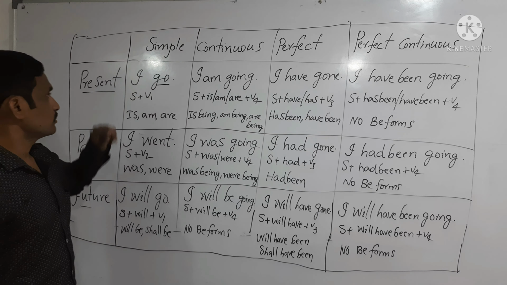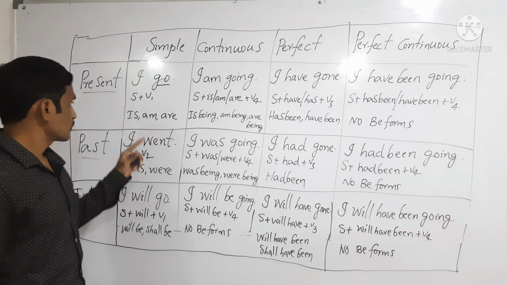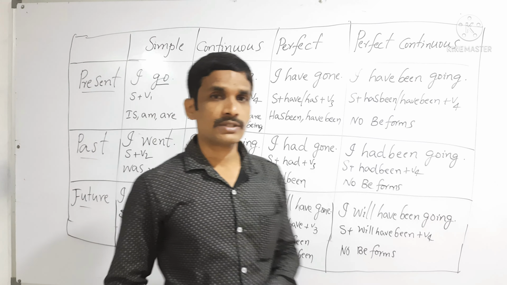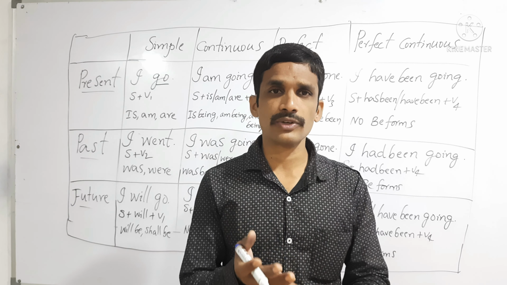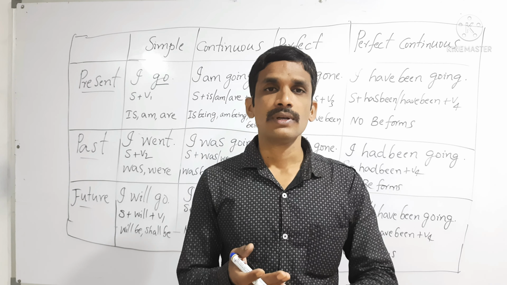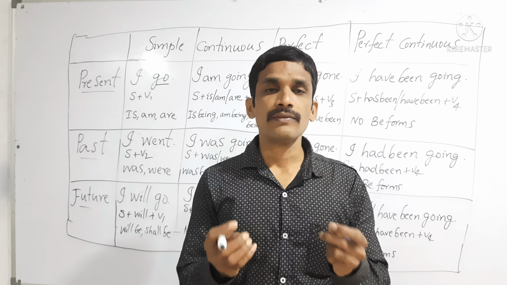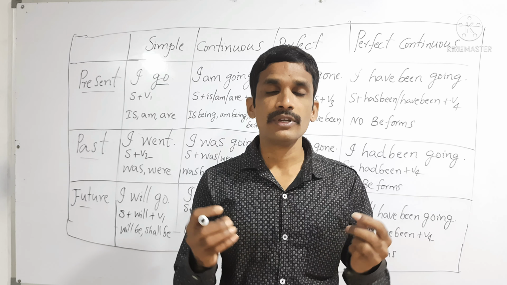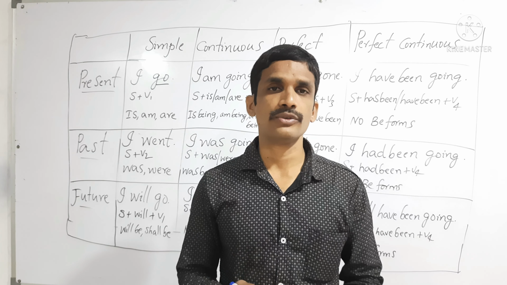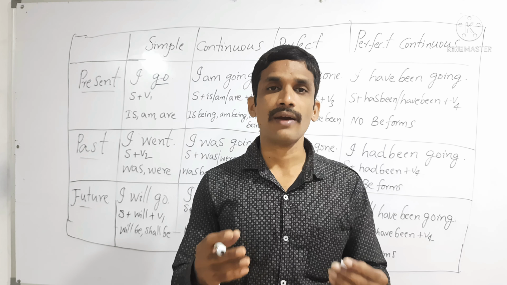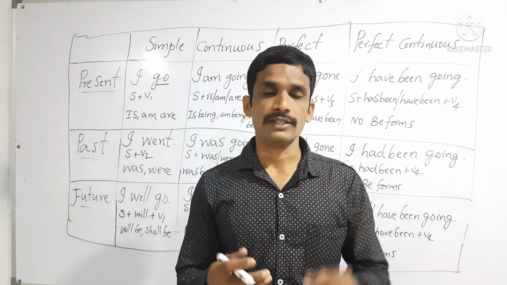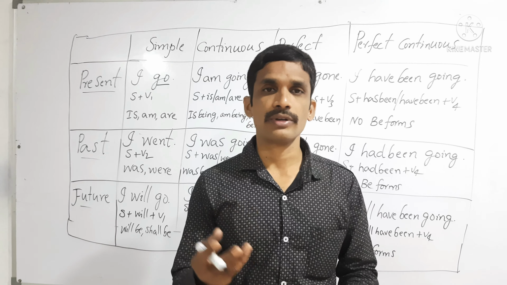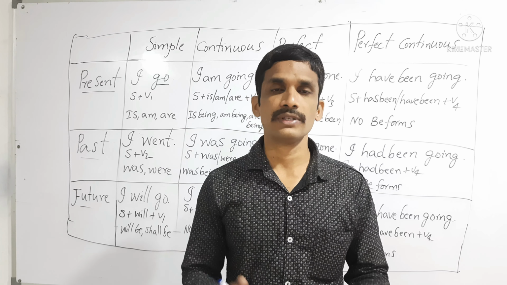So here, structure: subject plus V1, and the B forms of this tense are is, am, are. So you need to learn the structure and B forms. And when we use simple present tense, when we use present continuous tense, like this we have to know when to use a certain tense, either present tense or continuous or perfect or perfect continuous tense.